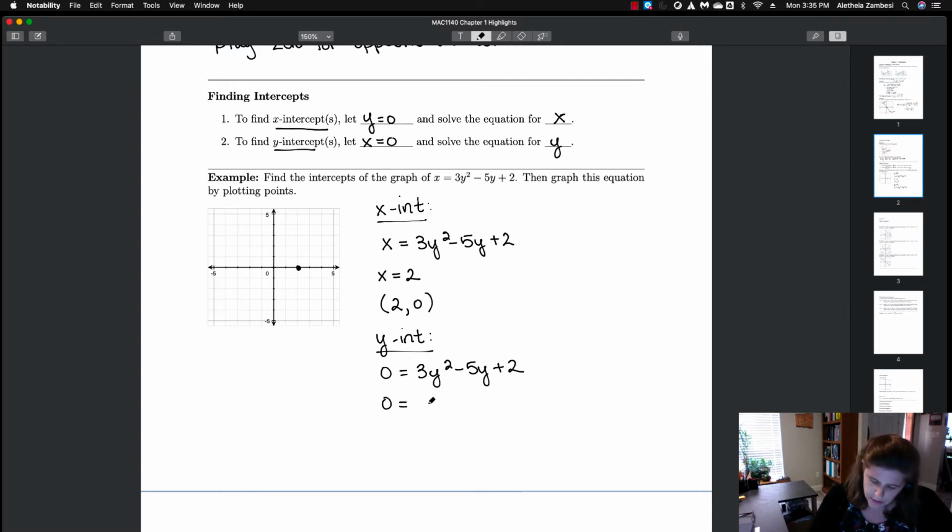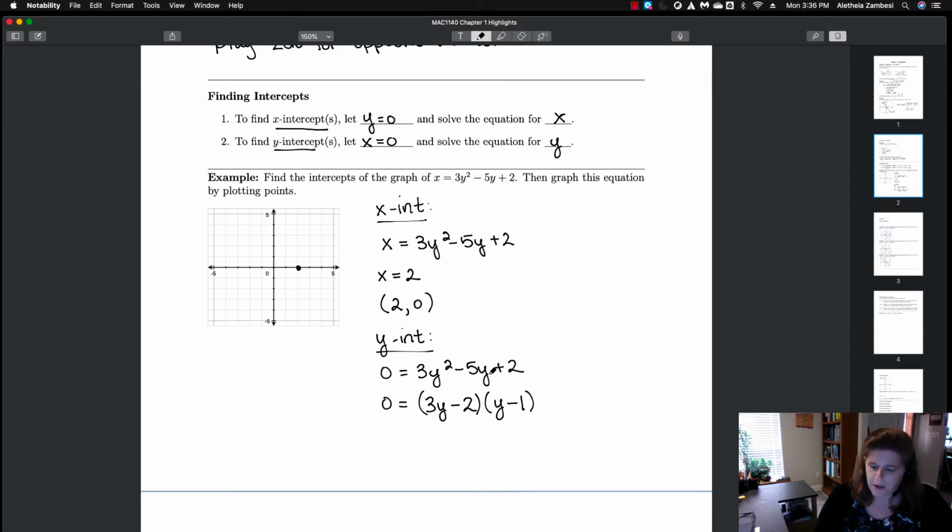So 0 is equal to factors. I have a 3 in front of my y squared, so I know that I have to have 3y and y because those are the only things that multiply to 3. I need a 2 at the end, so the only things that multiply together to give me 2 are 1 and 2. I need them to equal 5 in the middle, so they're both going to be negative, and so minus 2 here, minus 1. So 3y minus 2 times y minus 1, just checking that, gives me 3y squared minus 3y minus 5y total and plus 2, so we're good.